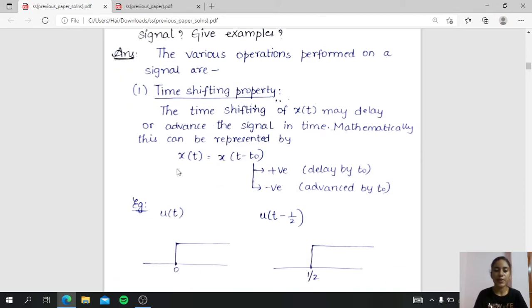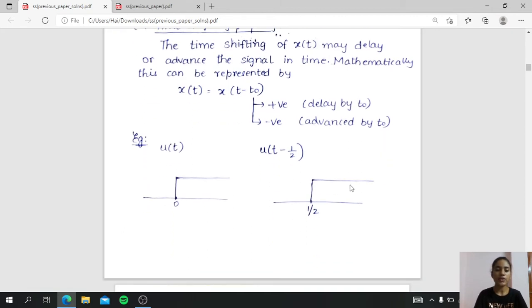It is represented by x of t is equal to x of t minus t naught. If your t naught is positive, then the signal is delayed by t naught units. And if your t naught is negative, then the signal is advanced by t naught units. Let us have an example. This is u of t, and you have a time shifting of t minus 1 by 2. So 1 by 2 here is positive, that is you have a delay in the signal. So the signal, instead of starting at 0, started at 1 by 2.